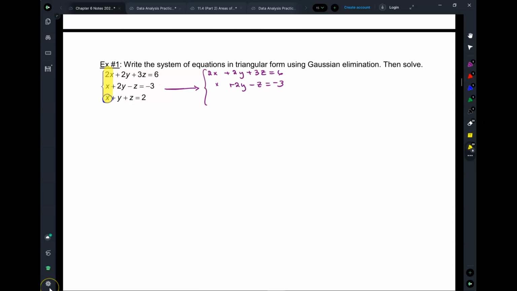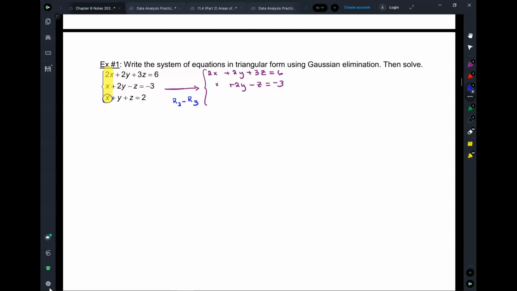If we're going to do the second row minus the third row, we also want to have a way of tracking what we're doing. So what I do is I say row 2 minus row 3. Row 2 minus row 3.